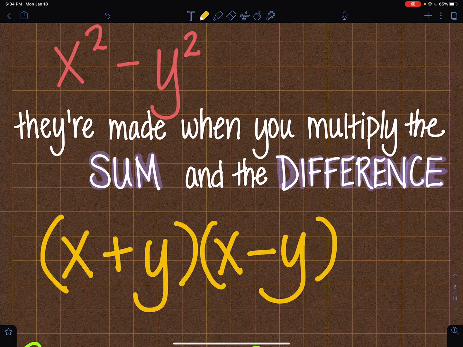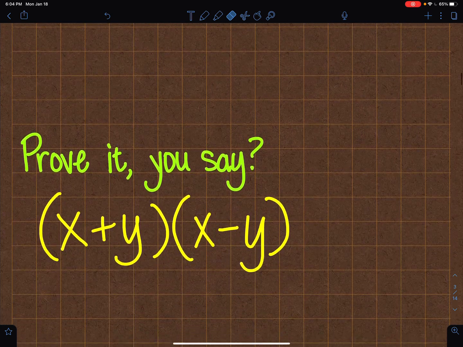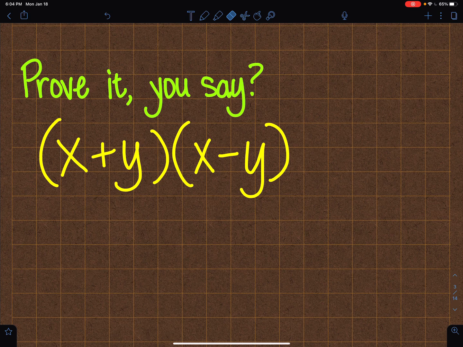Okay, and so whenever you do the difference of two squares, you do the sum on one of them, you do the difference on one of them, and then you basically take the square root of each thing. Okay, so the sum, the difference, and square root each term. Okay, so you might be thinking, well, how does that even work?